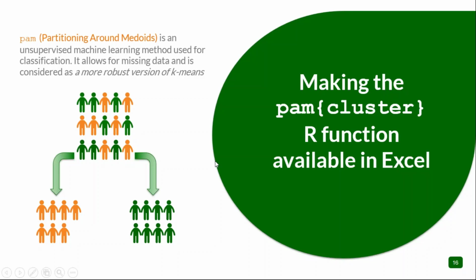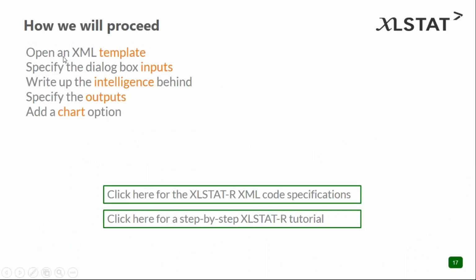How will we proceed? Well, first, we'll simply open an XML code template. Then we will specify what we want to enter as inputs in the dialog box. Then we will write up the intelligence behind, intelligence being the R code that will be run on the inputs. Then we will specify the outputs and add a chart option. So here you have the same articles I mentioned before. You can access them from here also. So let's get going.